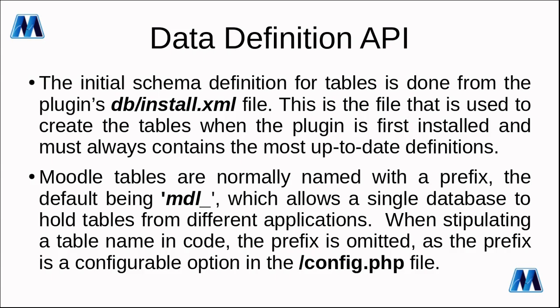This is important because if you don't do that, you end up with a mismatch between what your code is expecting to be in the tables and what the tables actually are. Moodle tables are normally named with a prefix, and that prefix is defined in our config.php file. Therefore, when you're stipulating table names in code, you do not mention the prefix. It's automatically prefixed onto the name when the call is made to the database, because that can change. The default is mdl underscore.